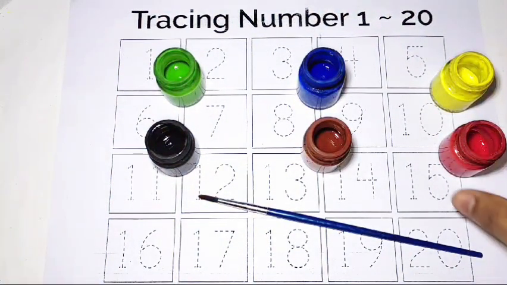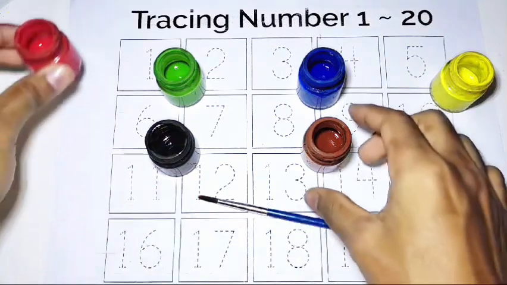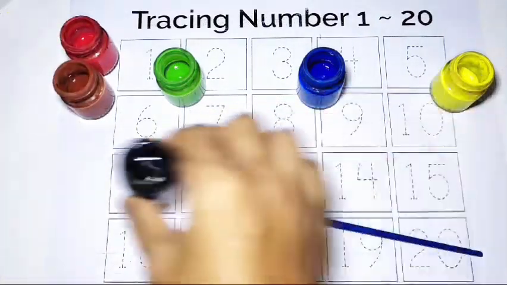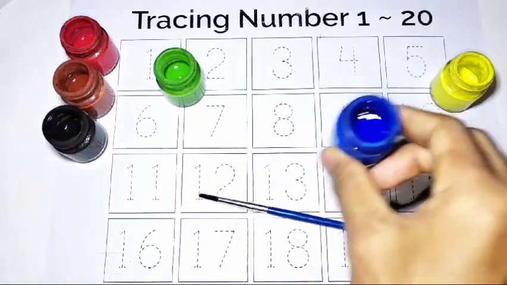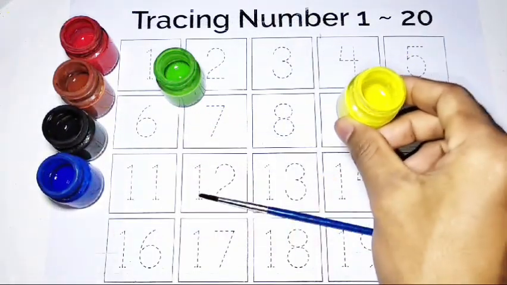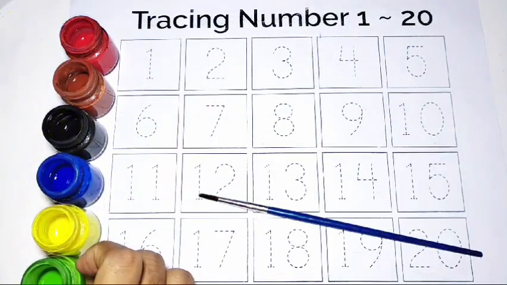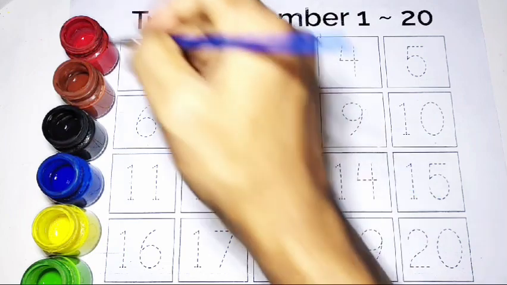Today we are coloring numbers. Red color, brown color, black color, blue color, and the next one is yellow color, green color. Kids, now we draw numbers.